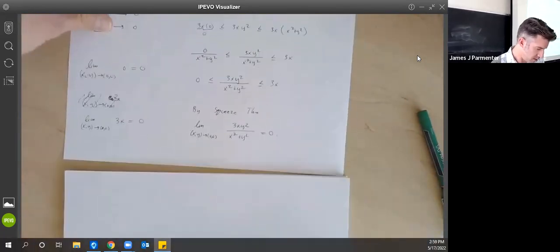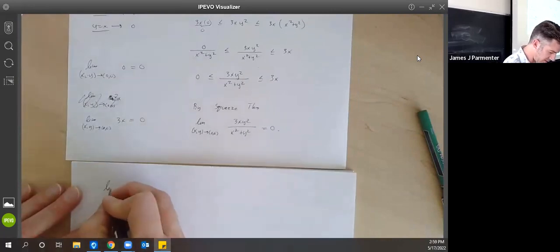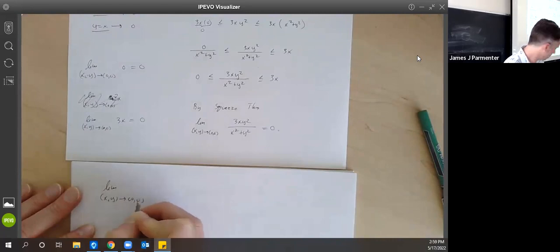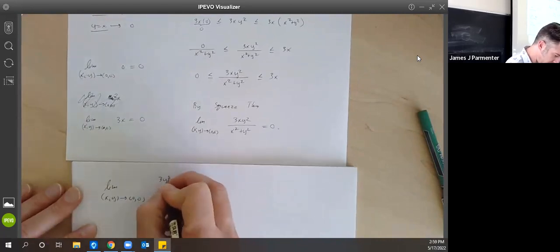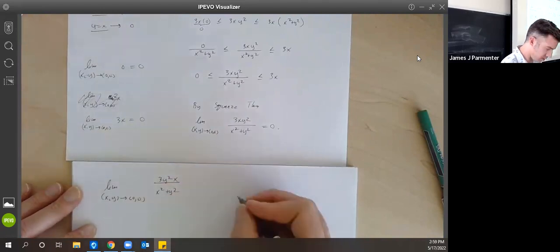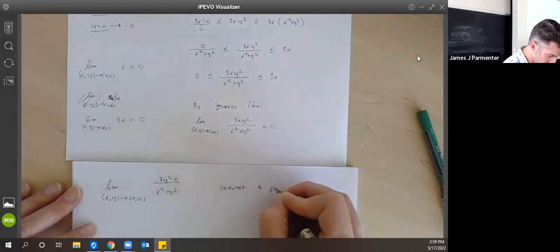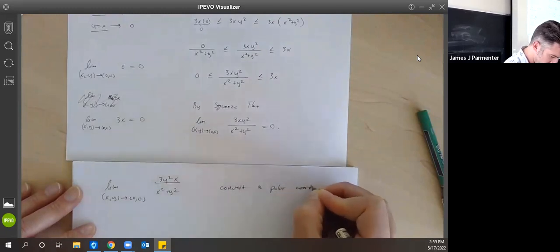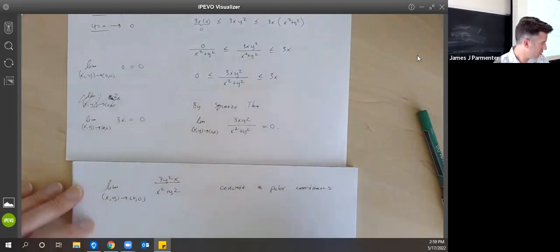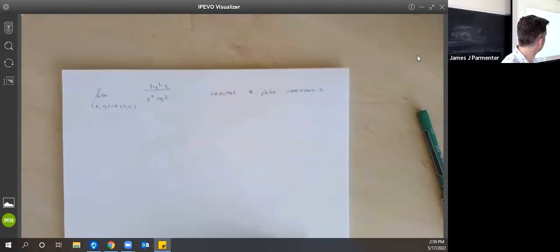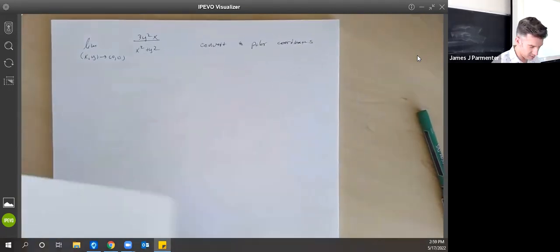So instead of doing what we just did for the limit as x, y goes to 0, 0 of 3y squared x over x squared plus y squared, what we're going to do is convert to polar coordinates, which your teacher is going to assume you learned in 21B, even if you didn't.